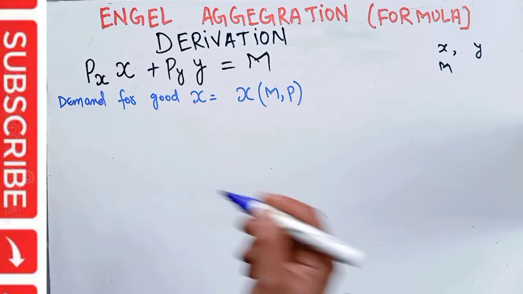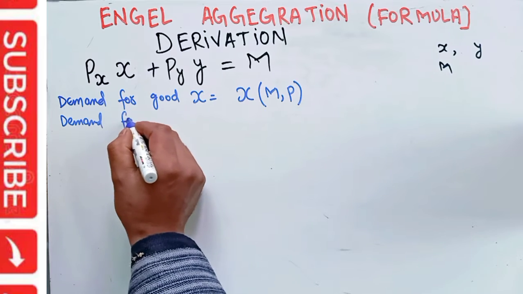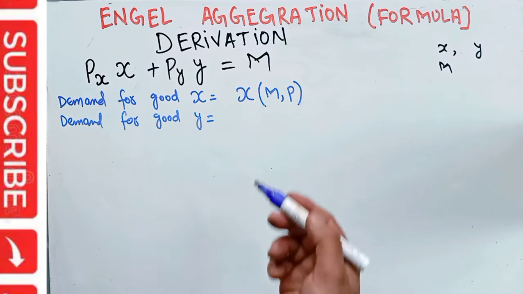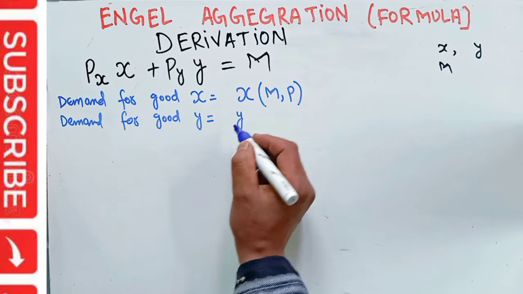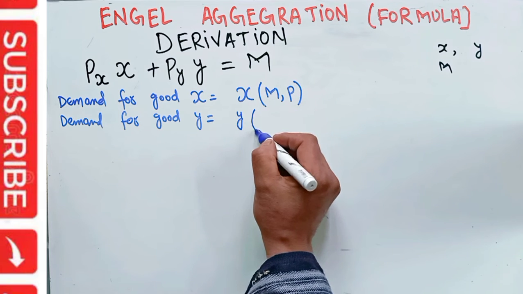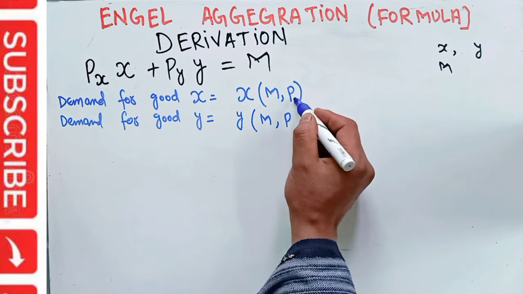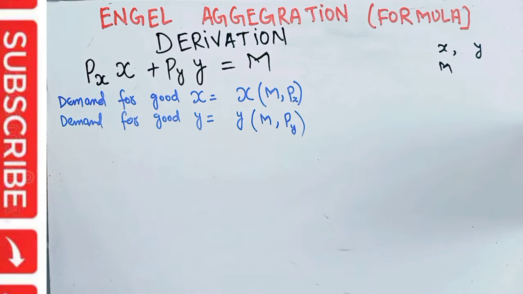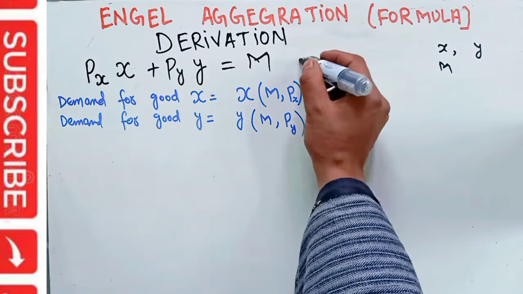And similarly, let us say demand for good Y. We also call this uncompensated demand or ordinary demand function. That is, the demand function for good Y will be a function of, again, income and price, and let's denote it by price of X, price of Y. We know that very stuff. Now what will we do? We simply plug these demand functions into the budget constraint.